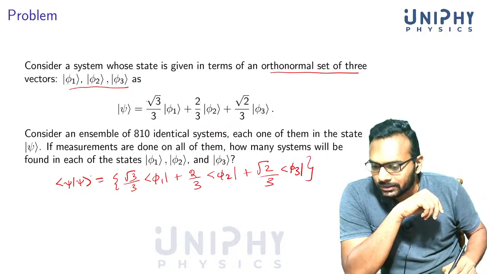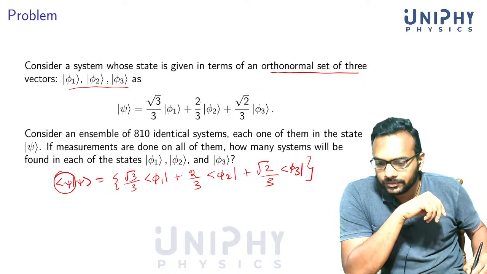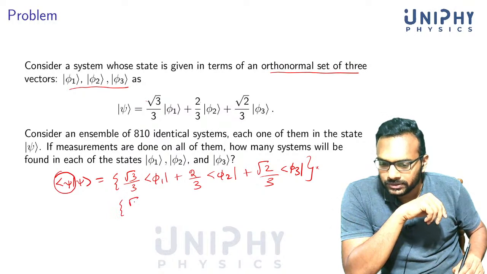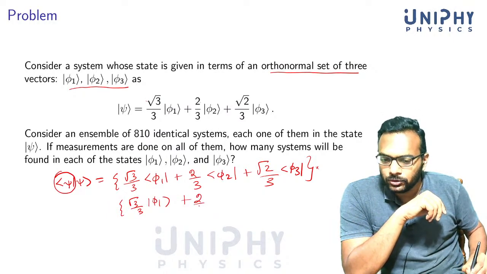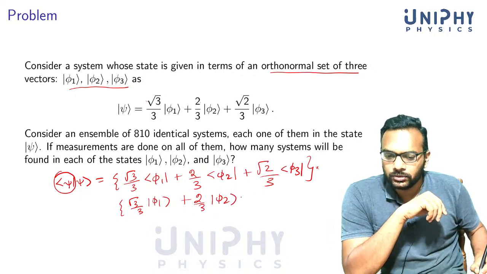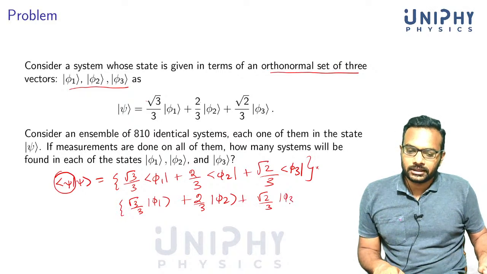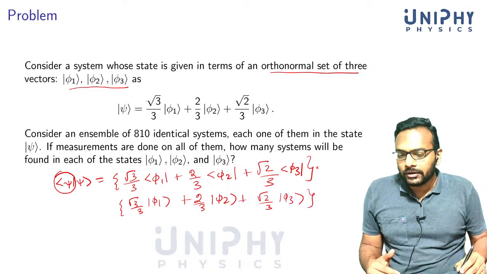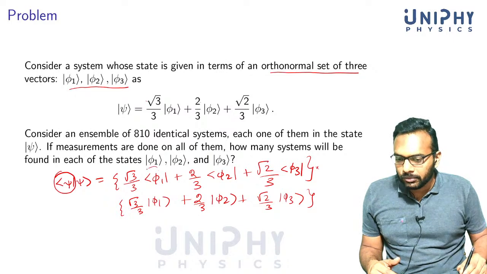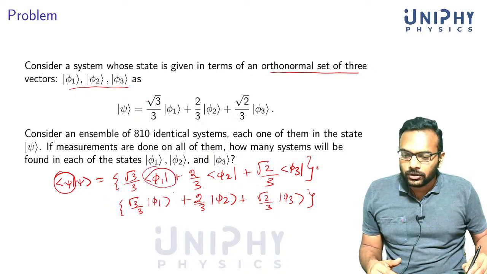So this is bra psi multiplied by ket psi, which is root 3 by 3 phi 1 plus 2 by 3 phi 2 plus root 2 by 3 phi 3. Now when you multiply, you have to combine each of these bras with each of these kets.